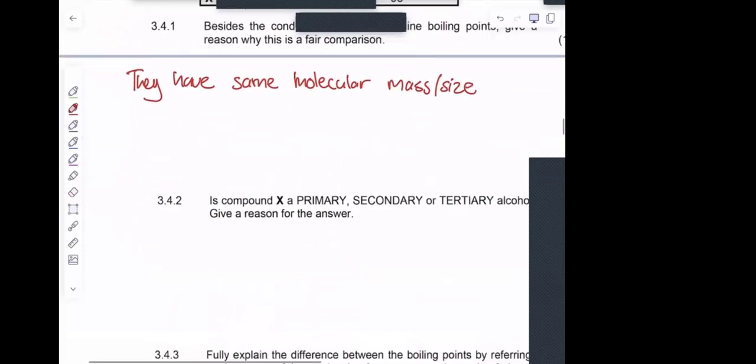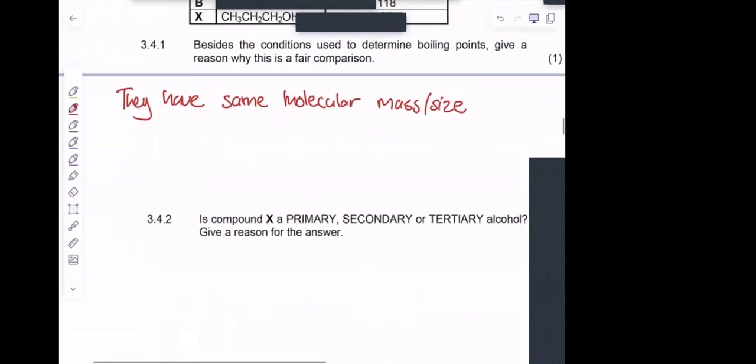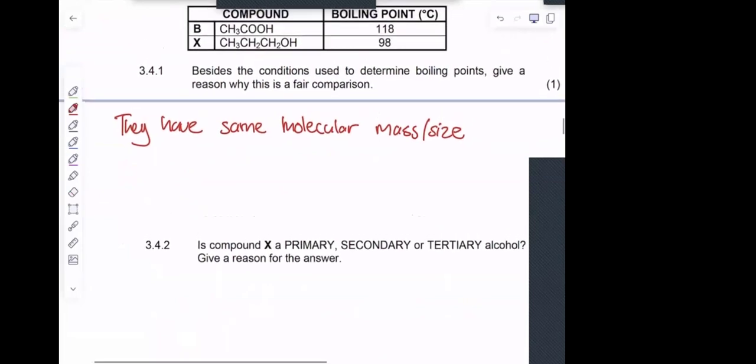Okay, 3.4.2, the one you guys have been eager to do, is compound X primary, secondary, or tertiary alcohol? Give a reason for your answer. Primary alcohol, you guys are right. Remember, you should always give a reason, right, for your answers. So it's going to be primary.